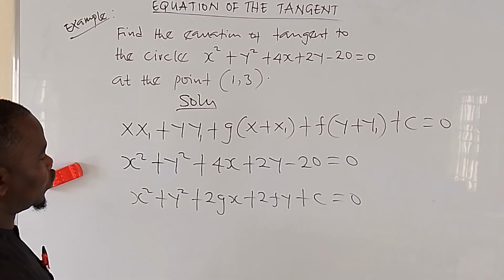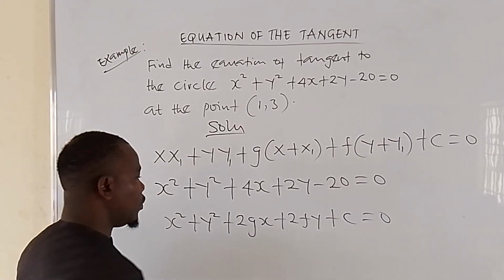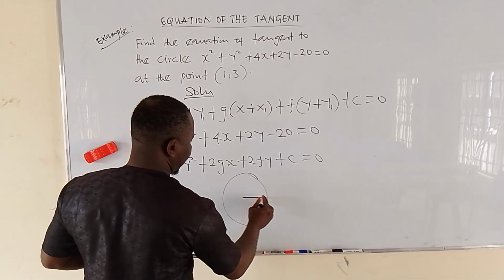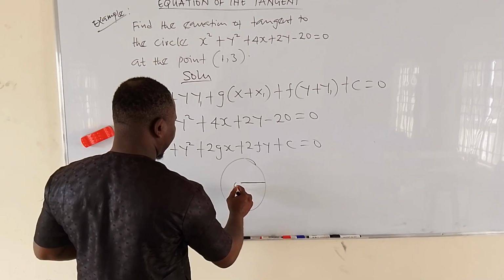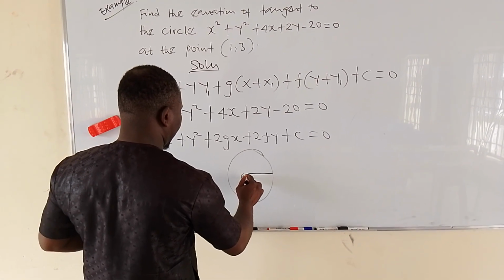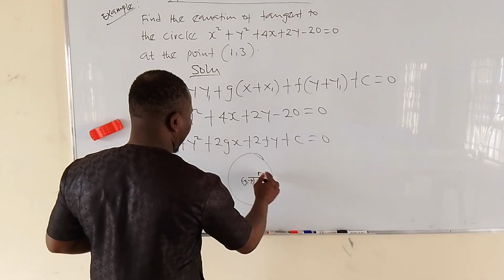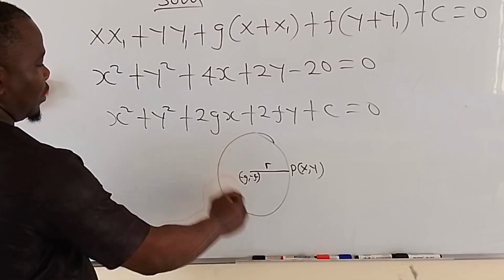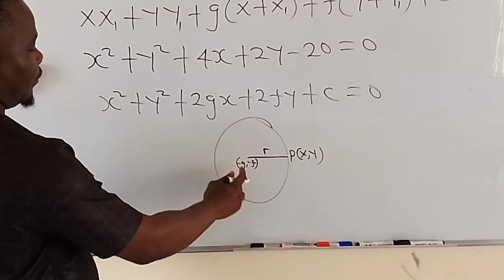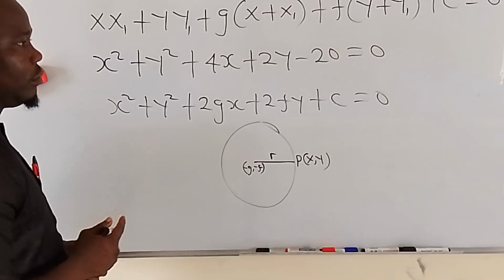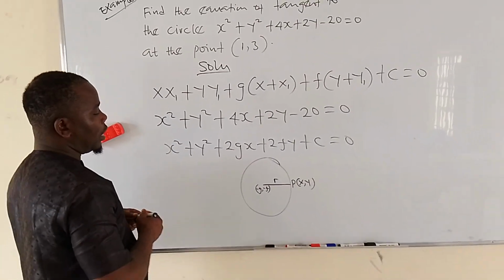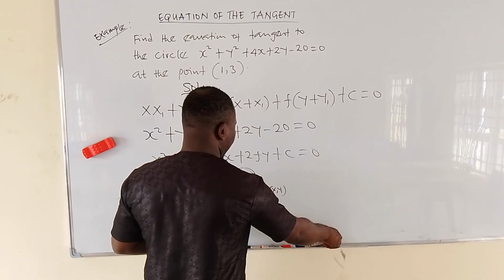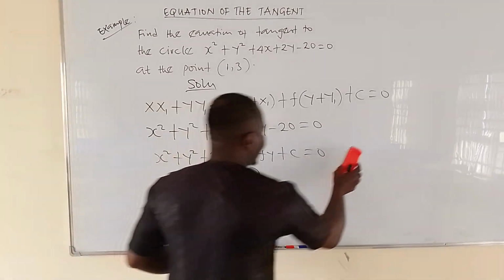But I want us to remember one thing about the equation of a circle. Let us have a rough diagram. Let's have here the center, which is minus g, minus f, at point P(x, y). Note that for the center, g is minus, f is also minus. So take note of this so that you will not ask unnecessary questions.